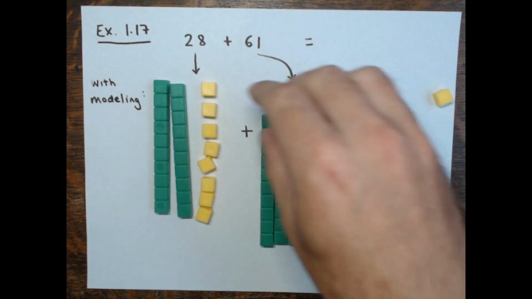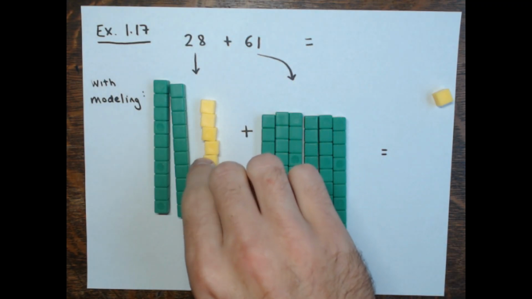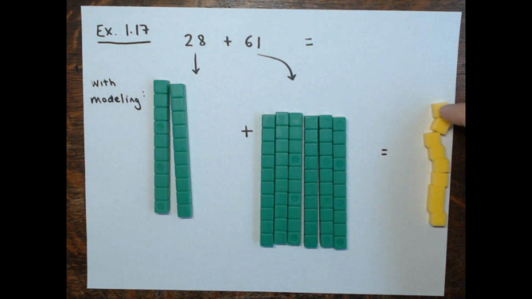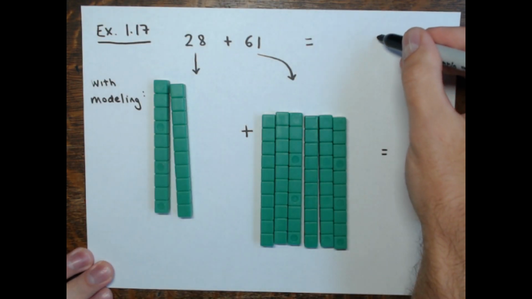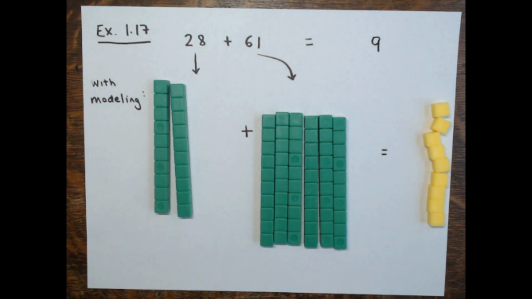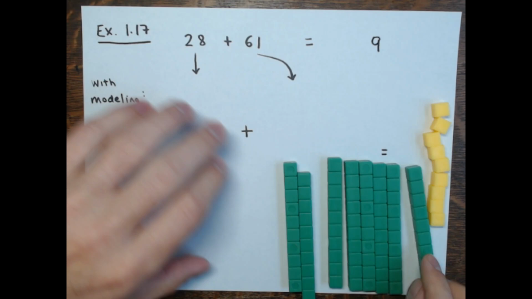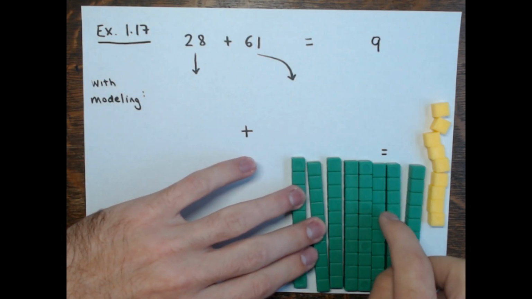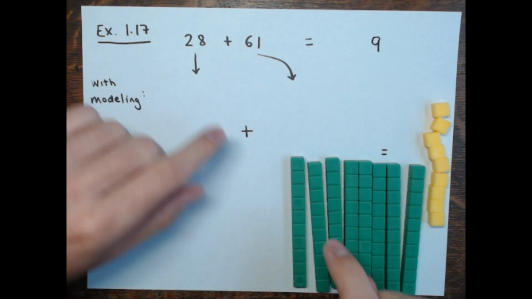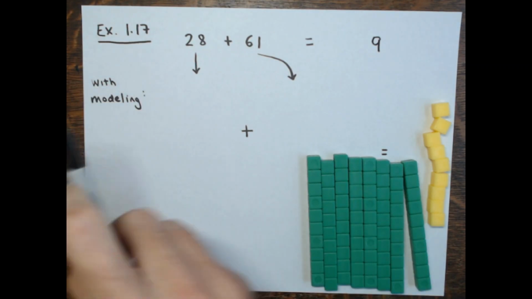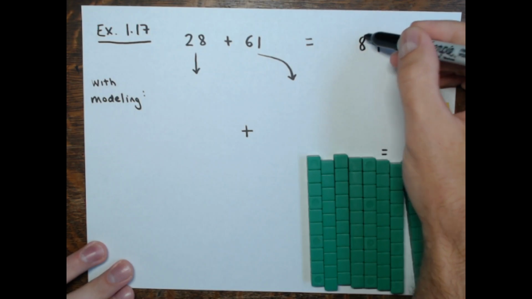So this will be equal to, well, you have 1 and then 8 more ones blocks. So you see how that's 1, 2, 3, 4, 5, 6, 7, 8, 9. 1 plus 8, 9 in the ones place. So I'll write the 9 up here. We got 9 single blocks. And you put the tens together: 1, 2, 3, 4, 5, 6, 7, 8. 2 tens plus 6 tens makes 8 tens. So I have 8 in the tens place.